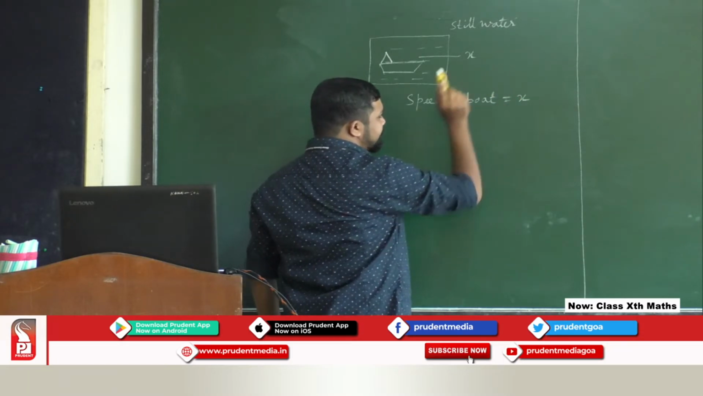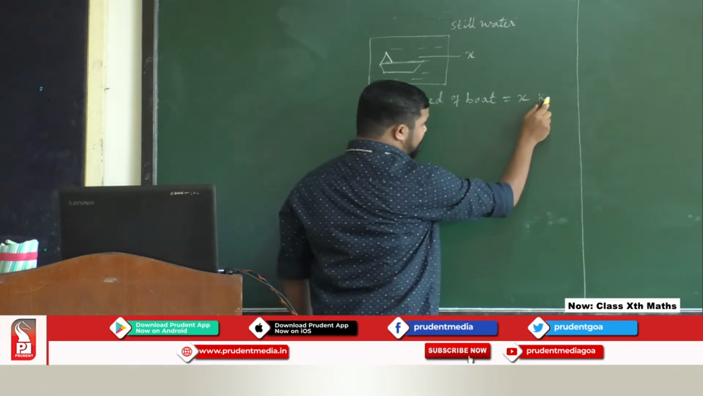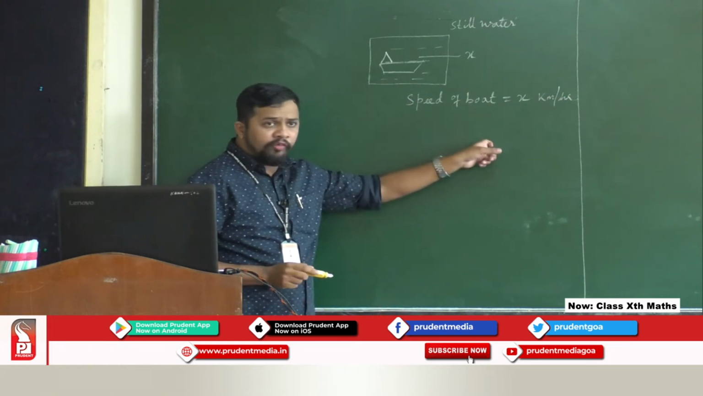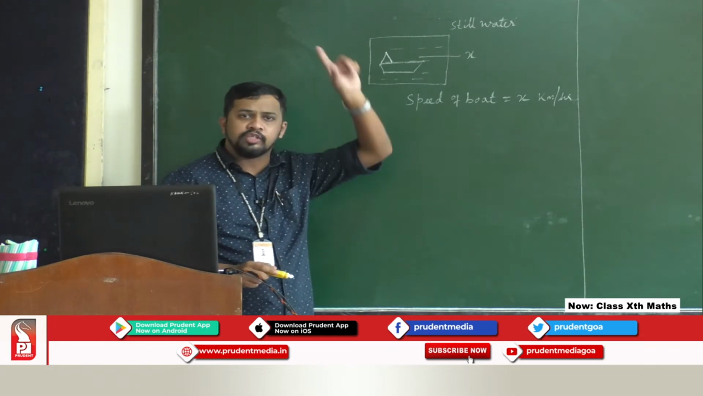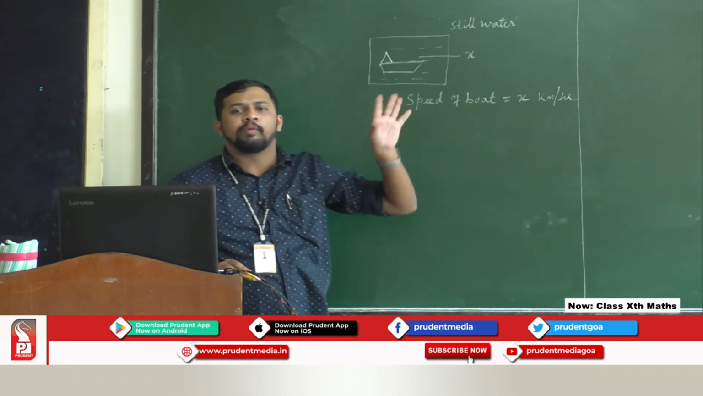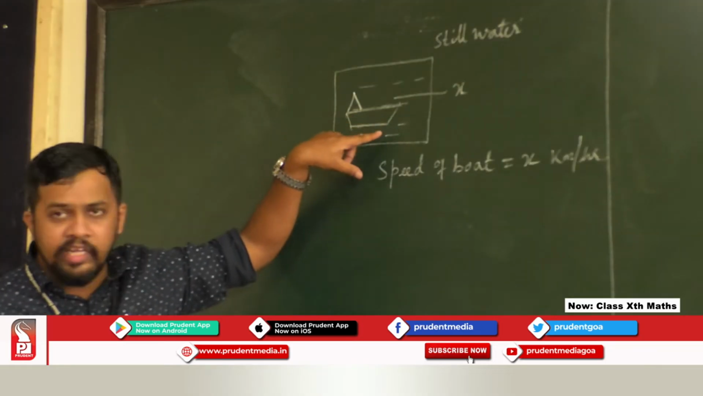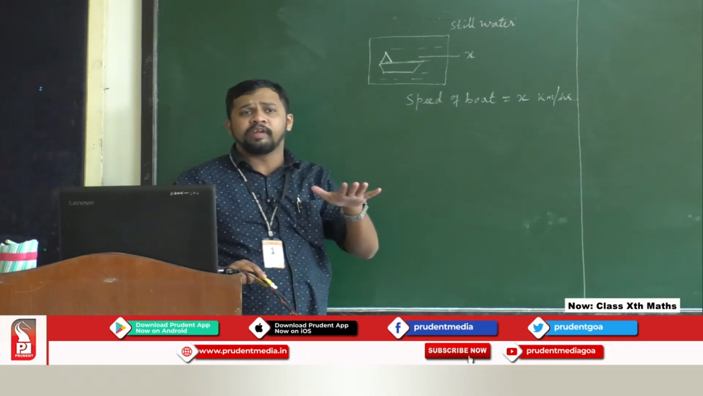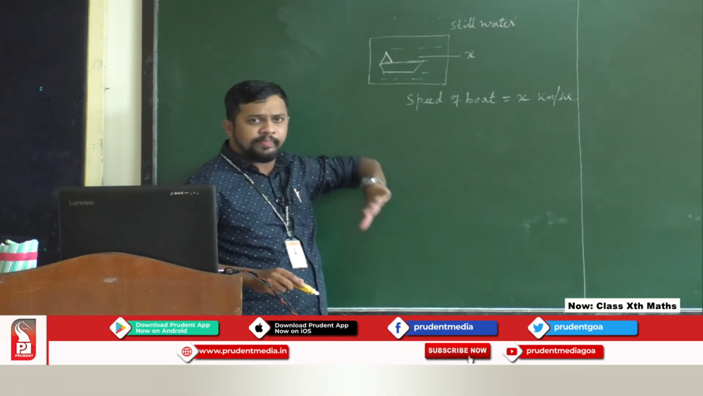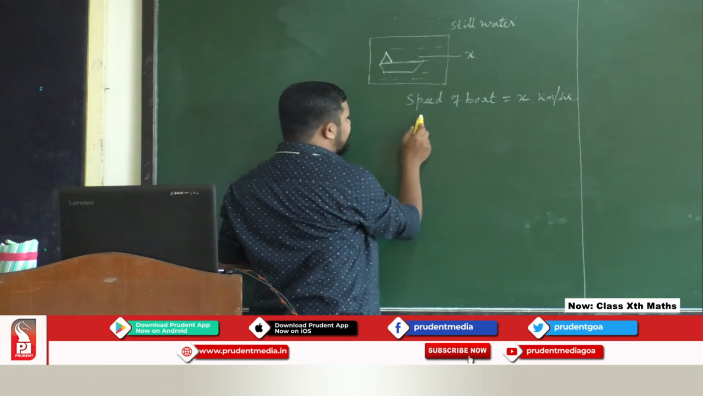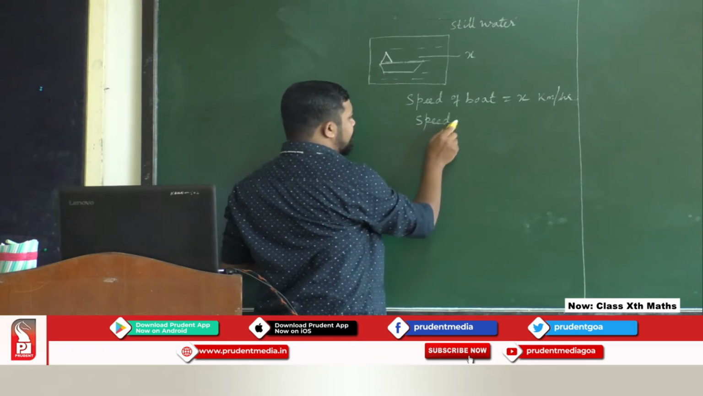Which is your x, maybe kilometer per hour. The speed of the boat will also be the same as the speed of the still water, because the still water is not moving. So when I start this boat engine, the boat will move, and the water will remain there only, it is still, it is not moving. So the same will be the speed of the still water also. So the speed of the boat and the speed of still water will be the same.